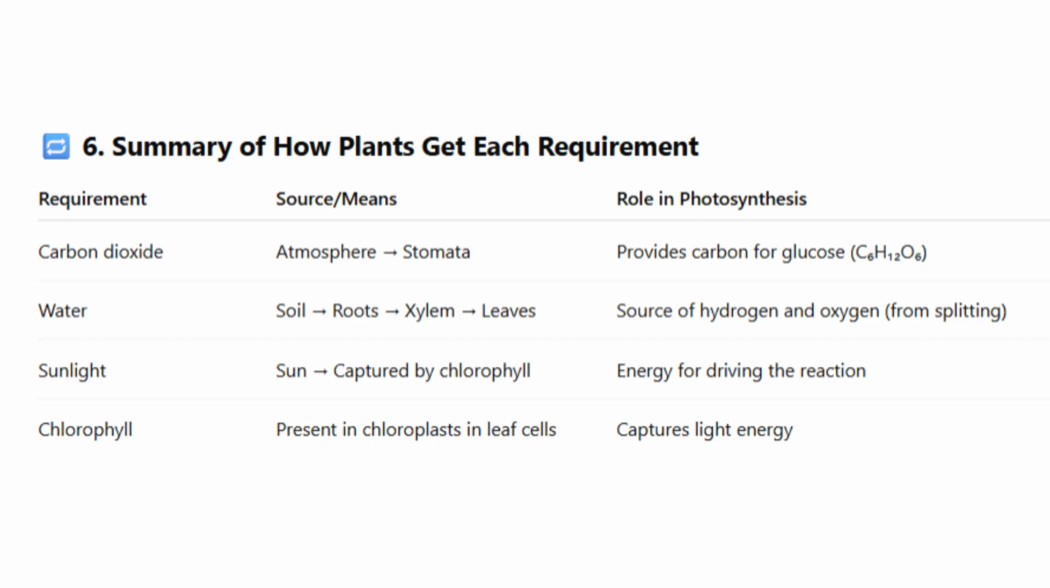6. Summary of how plants get each requirement. Requirement, source or means, role in photosynthesis. Carbon dioxide: atmosphere, through stomata, provides carbon for glucose, C6H12O6. Water: soil, through roots and xylem to leaves, source of hydrogen and oxygen from splitting. Sunlight: from the sun, captured by chlorophyll, energy for driving the reaction. Chlorophyll: present in chloroplasts in leaf cells, captures light energy.